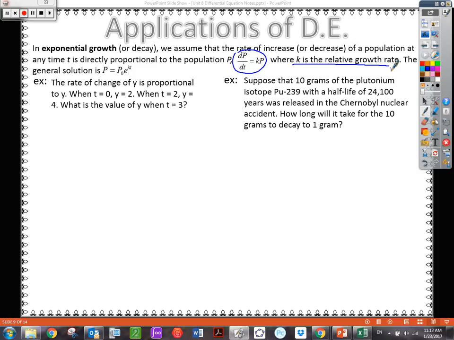Okay, so this is a vocabulary word. Sometimes they're going to ask you for the relative growth rate. And if you don't know they're talking about k, then you're really not going to know how to answer the question. So k is the relative growth rate.